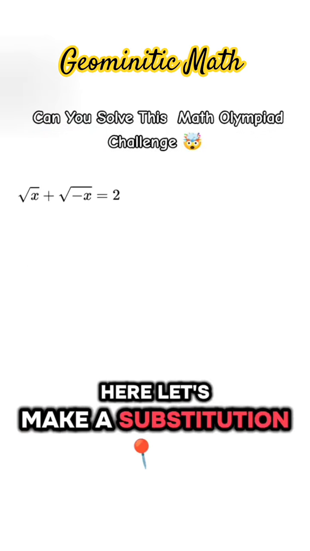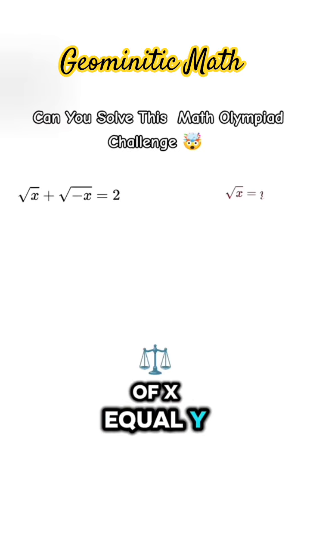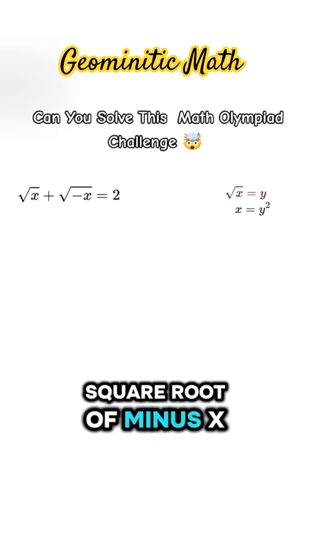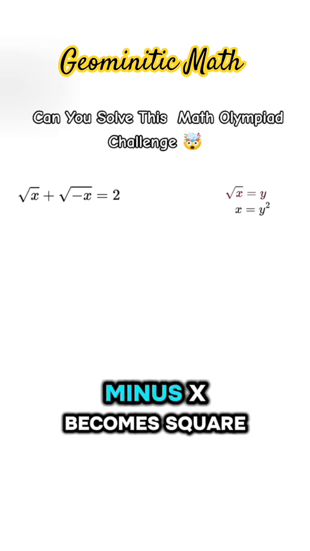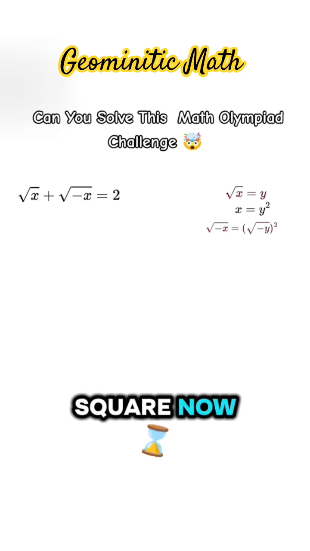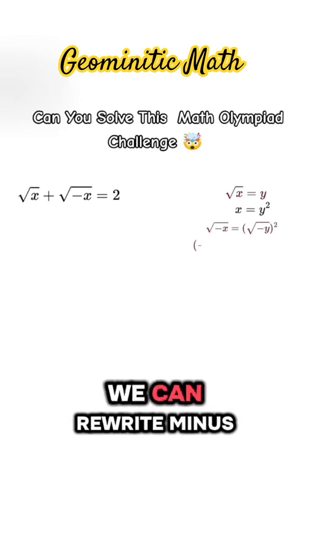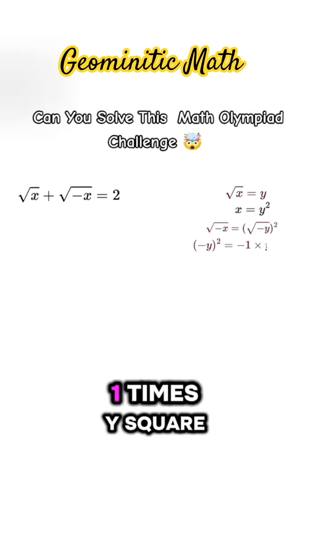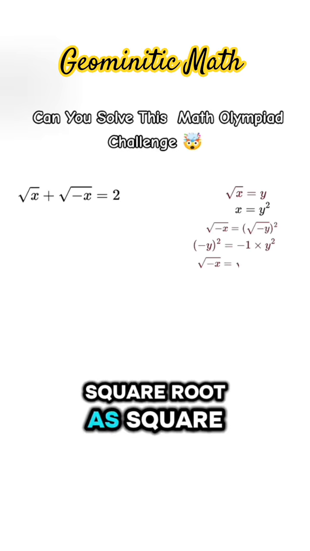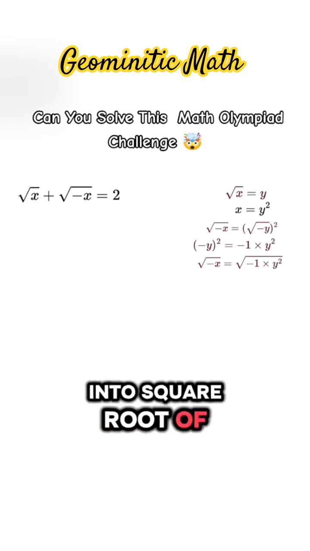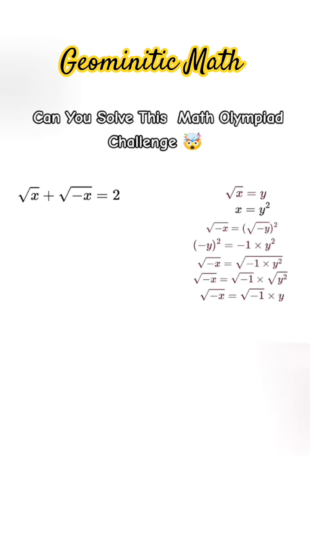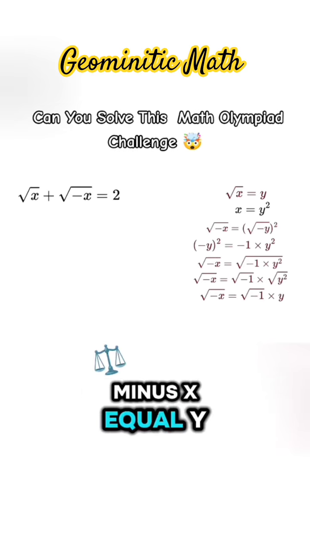Here, let's make a substitution. We call square root of x equal y, which means x equals y squared. Now, what happens to square root of minus x? So, square root of minus x becomes square root of minus y squared. Now, watch this carefully. We can rewrite minus y squared as minus 1 times y squared. And here's where the magic happens. We can split this square root as square root of minus 1 times square root of y squared. Now, this square root of y squared equals y. So, square root of minus x equals y times the square root of minus 1.